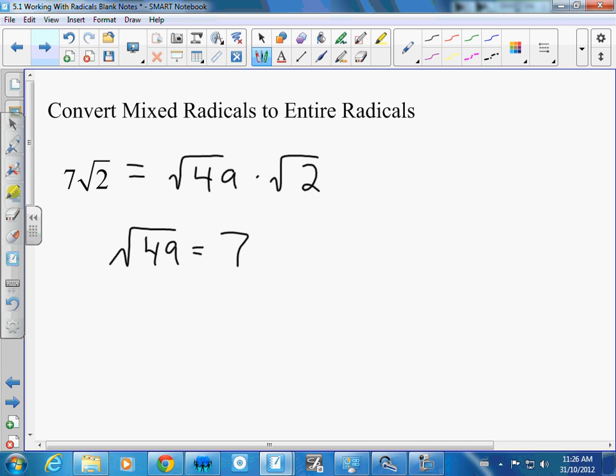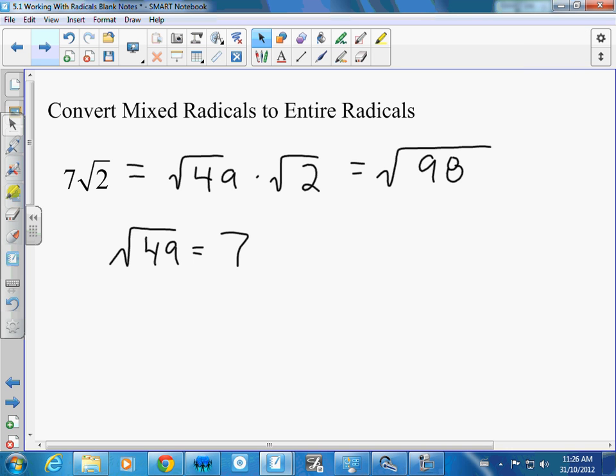Okay. Well, how do you combine them now? 51. No, you don't add them. You times them. So what's the square root of 49 times the square root of 2? Square root of 98.